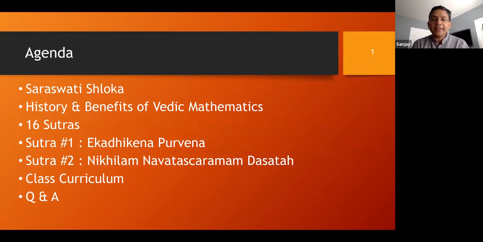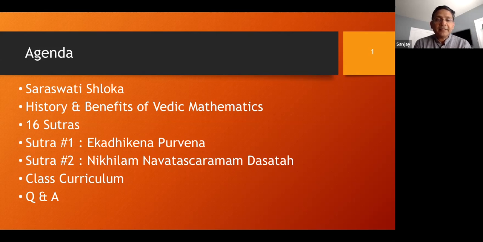So today we're going to start with a simple Saraswati shloka. This is the first thing that we do in every class as just a practice. And for those who are completely new to Vedic mathematics, you would like to know what is the history, what are the benefits that you can see, and if you don't have much background on Vedic mathematics, we're going to talk a little bit about sutras. Sutras is nothing but formula in the conventional mathematics world. Specifically, what are these 16 sutras that are actually the heart and soul of Vedic mathematics.